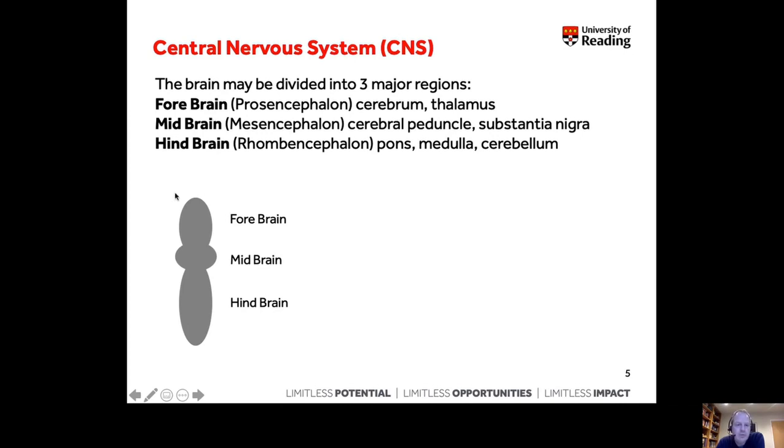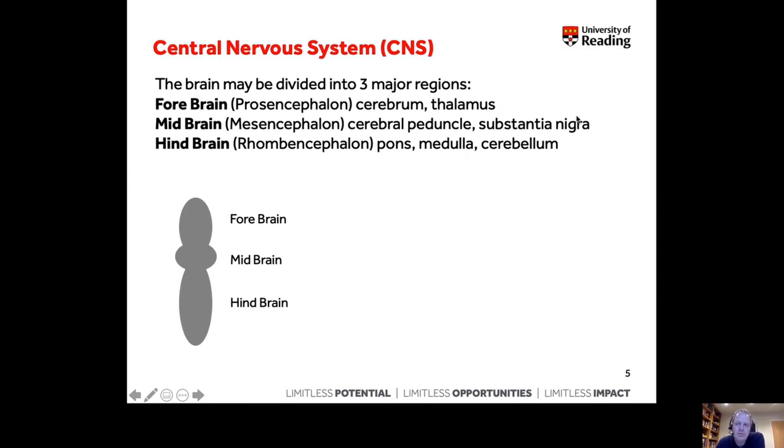So the forebrain is the main part of the brain, if you like, and contains the large brain or the cerebrum and a sense processing organ called the thalamus. The midbrain, the mesencephalon, contains the cerebellar peduncle, which are really just the areas where some of the nerve tracts ascending and descending from the forebrain to other parts of the hindbrain and down through the spinal cord into the peripheral nervous system are located, and areas such as the substantia nigra.